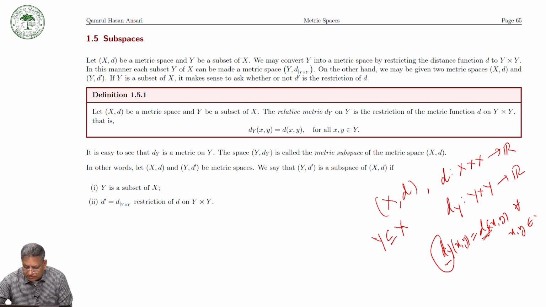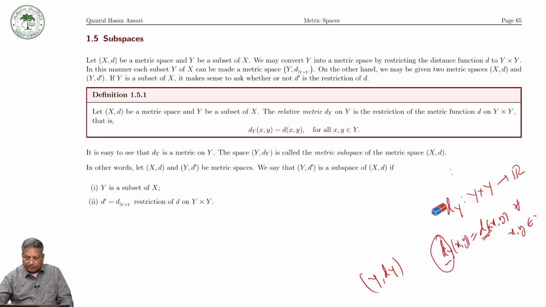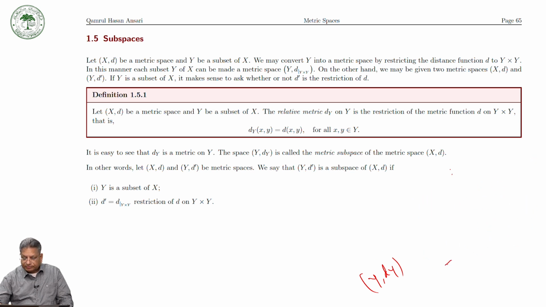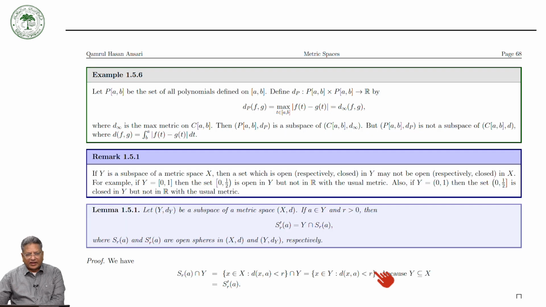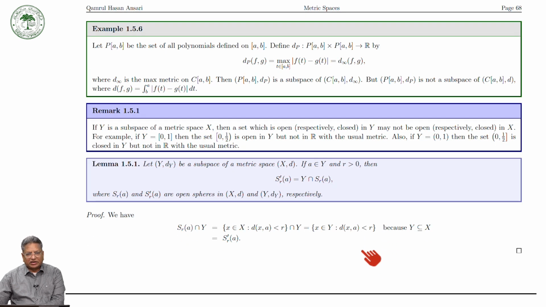Then d_Y is again a metric because d is a metric, so (Y, d_Y) is a metric space, and this is called a metric subspace of (X, d). Okay, and then we have discussed several results and properties, and we have seen several things related to subspaces. So again, here are several examples we discussed, and several results. The important thing is that this lemma is very important.